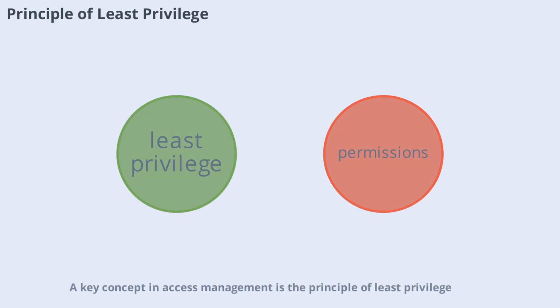A key concept in access management is the principle of least privilege. This means giving users only the access they need to perform their job and nothing more. By limiting permissions, you reduce the risk of accidental or intentional misuse of sensitive data. Regularly reviewing and updating permissions is essential to maintaining this principle.